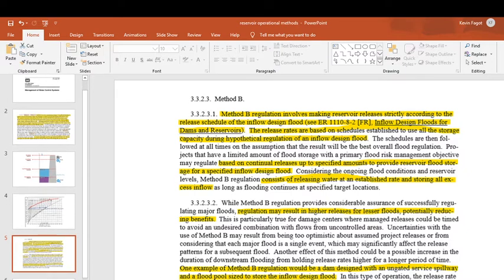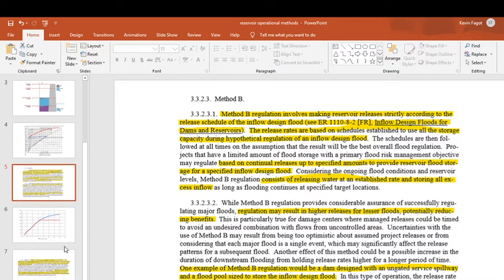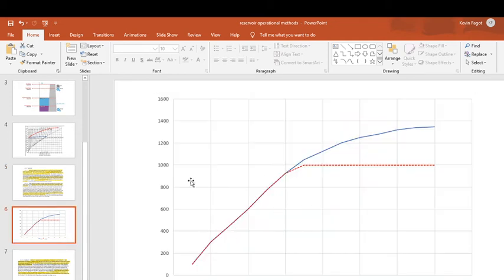But I do want to point out that you can actually have a regulated system that you could operate as a method B reservoir. And so I just did a very simple hydrograph to show the concept. So let's say that you have an empty flood pool and you start getting inflow into your reservoir. And the y-axis is inflow, and then your x-axis is time, and then the blue line is inflow, the red dashed line is the release.